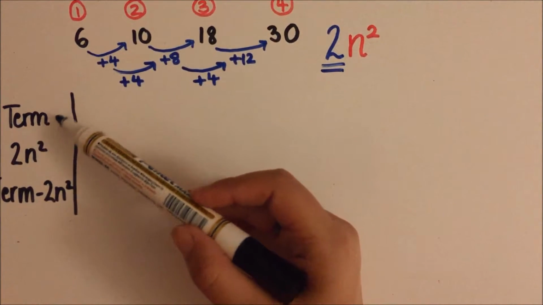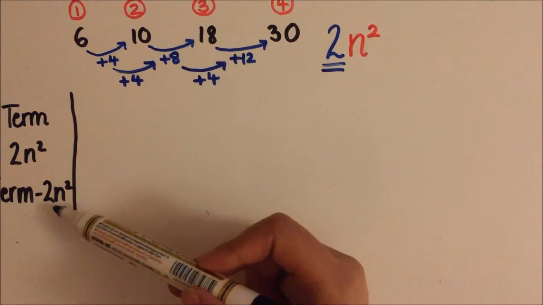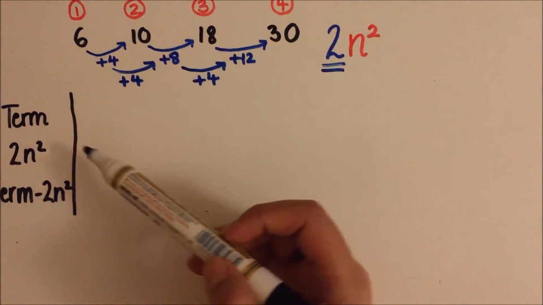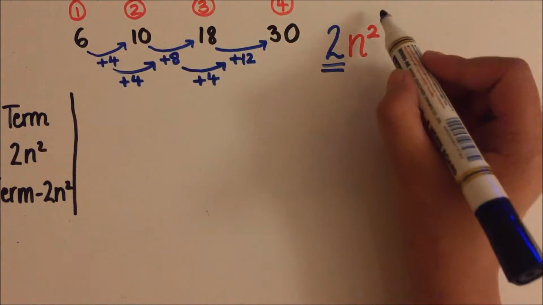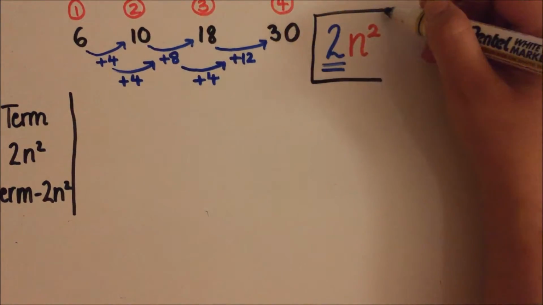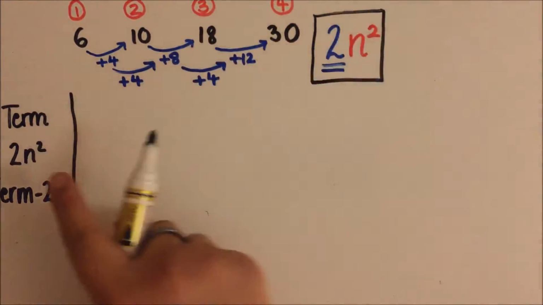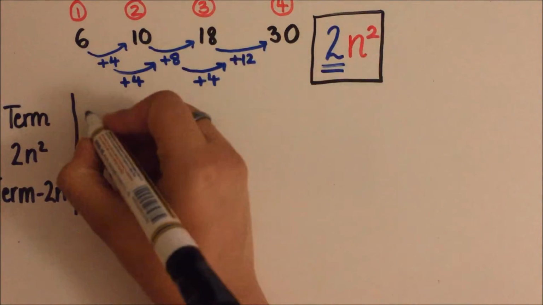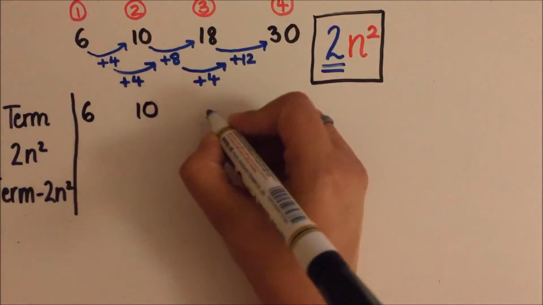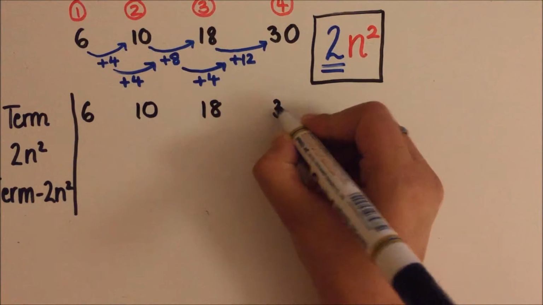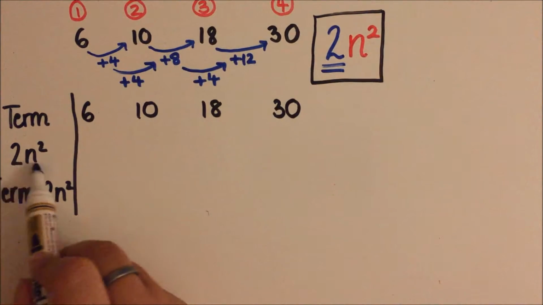Now you need to write down the term and take away the 2n squared. It's 2n squared because that's what we found out from the step earlier. So write down the term again: 6, 10, 18, and 30, and 2n squared.